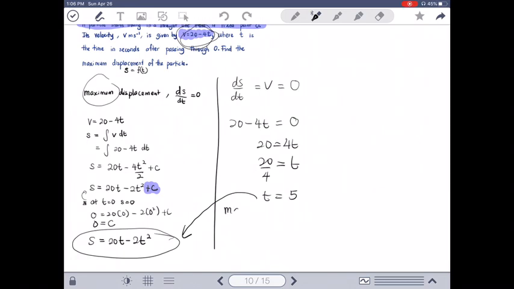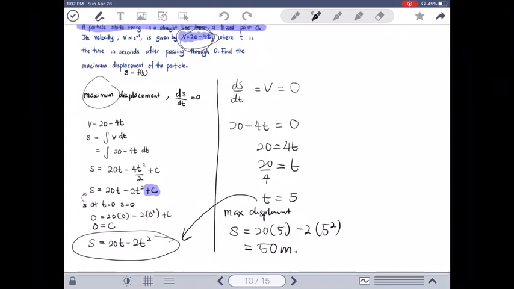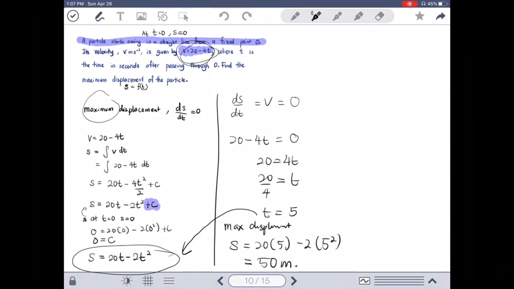So maximum displacement is just equals to s equals to 20 times 5 minus 2 times 5 squared. We should get 50 meter. That is our maximum displacement.